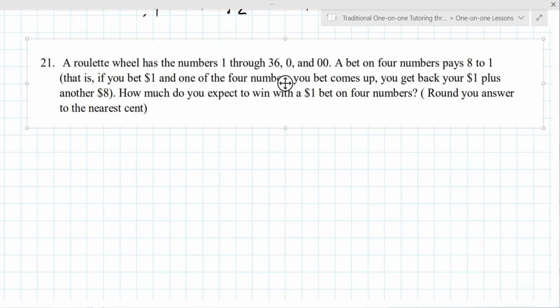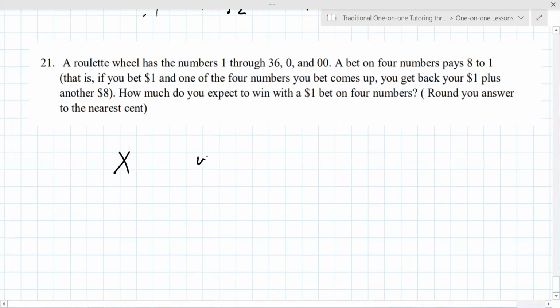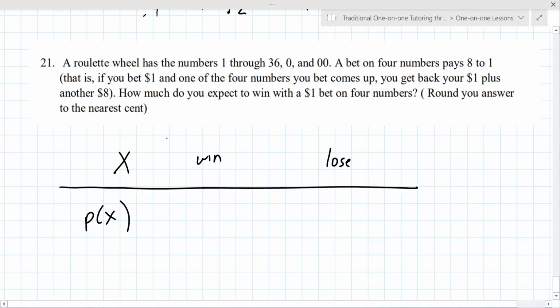So there's two possibilities. Your X here is that you win and that you lose. So what is the probability of winning? If you bet on 4 numbers, that means you're picking 4 numbers, but there's 38 options. So there's a 4 out of 38 chance that you win. Lose is the other possibilities. It's any of the other 34 out of 38.